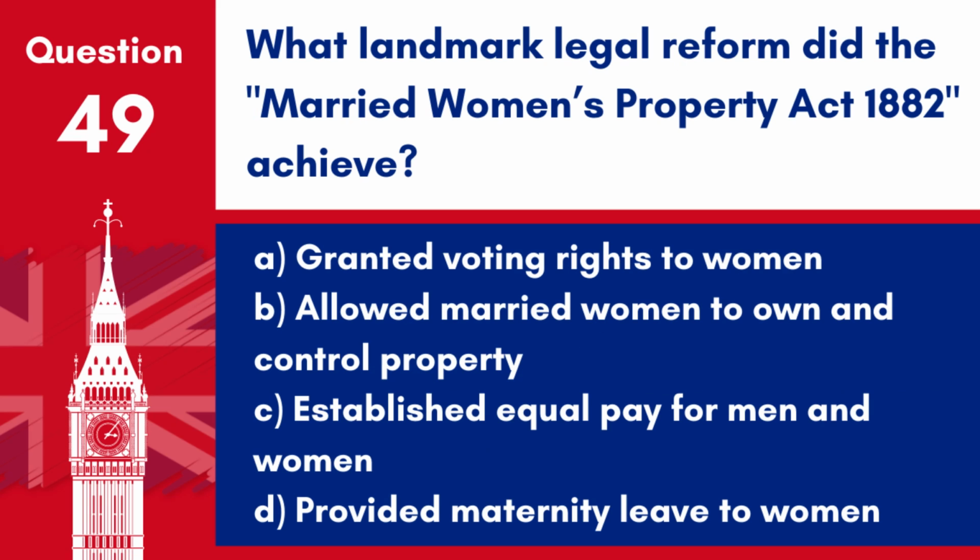immigration. Question 49. What landmark legal reform did the Married Women's Property Act 1882 achieve? A. Granted voting rights to women. B. Allowed married women to own and control property. C. Established equal pay for men and women. D. Provided maternity leave to women. Answer: B. Allowed married women to own and control property. The Married Women's Property Act 1882 was a critical reform that allowed married women in England and Wales to legally own, control, and manage property in their own right.